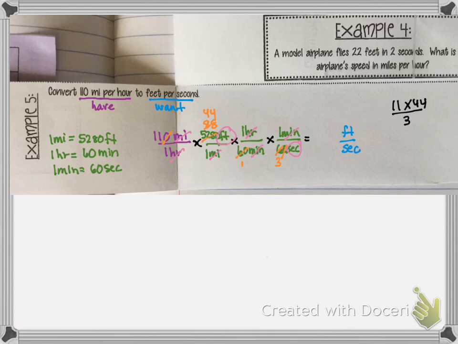Well, 11 times 44 is going to give me 484. I'm going to divide by 3. And so this is going to give me what I want. 3 goes into 4 once with 1 left over. 3 goes into 18 exactly 6 times. 3 goes into 4 once with 1 left over. So 110 miles per hour is 161 1/3 feet per second.